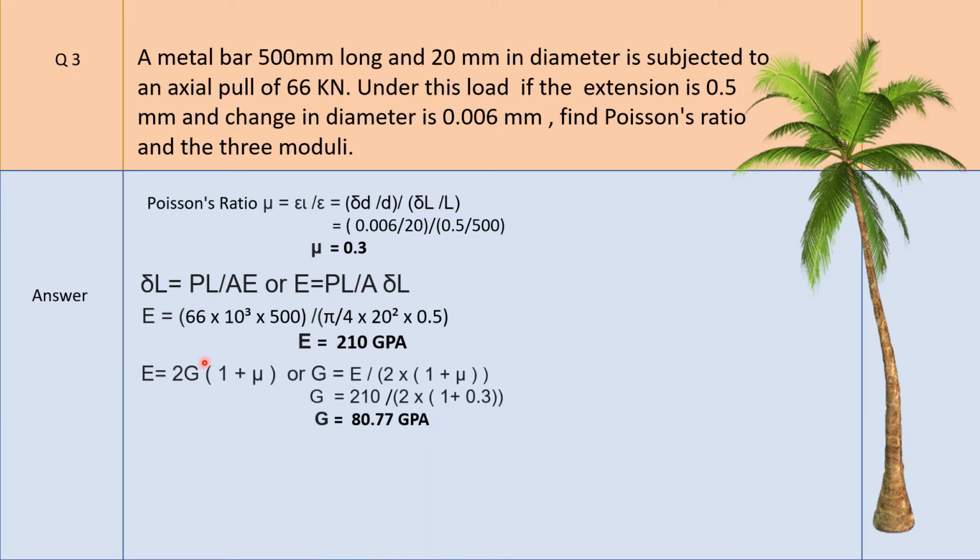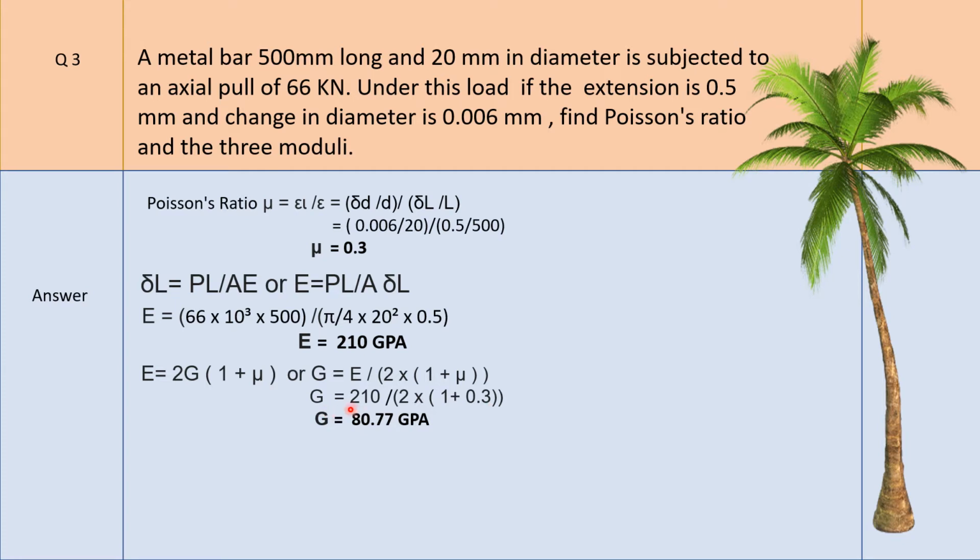Now let us calculate, this is the first modulus E. This is modulus of elasticity. Then we'll calculate G, that is modulus of rigidity. The formula is E is equal to 2G into bracket 1 plus mu, or G is equal to E divided by 2 into bracket 1 plus mu. Substitute the values. E is 210 divided by bracket open 2 into bracket open 1 plus, and mu is 0.3, bracket first close, second close.